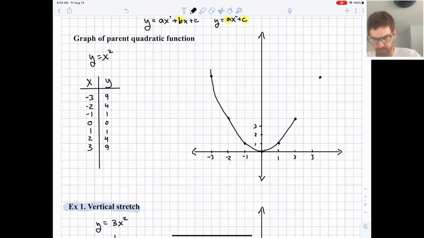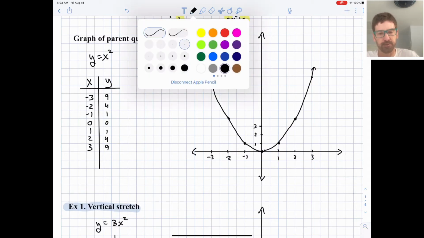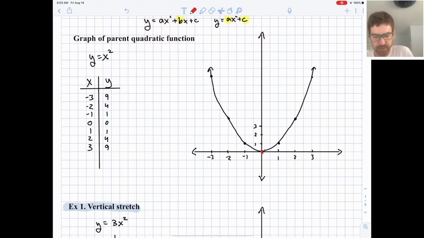And it looks like I plotted this point wrong. I missed the 3 there. So there's a pretty good looking parabola right there. A couple things to notice. A parabola has a vertex. So this vertex is right here.